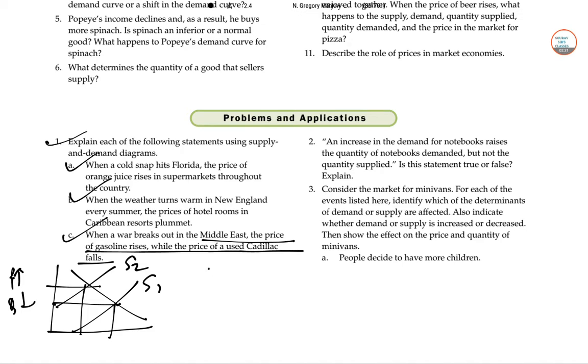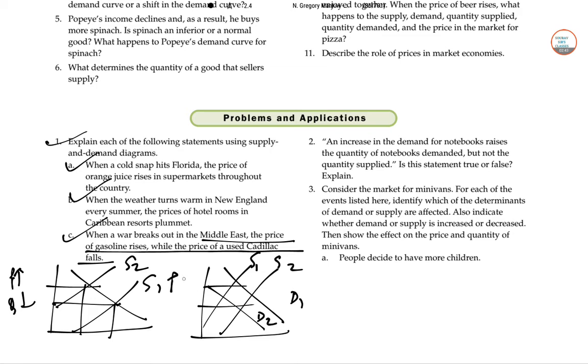And in the case of used Cadillacs, people want to sell them, so supply goes up, and as demand is also falling, prices will go down and quantity supplied will go up.